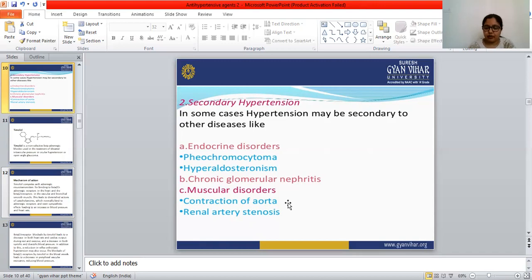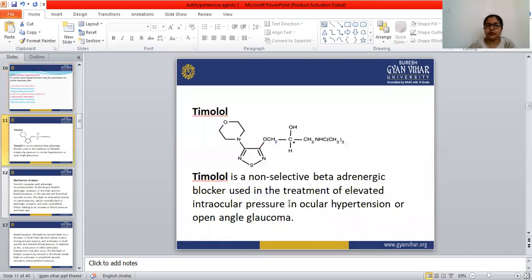Let's see some examples of antihypertensive drugs. The first drug is timolol. This is the structure of timolol, and this drug is a non-selective beta adrenergic blocker. This beta adrenergic blocker is used in the treatment of elevated intraocular pressure in ocular hypertension or open angle glaucoma.